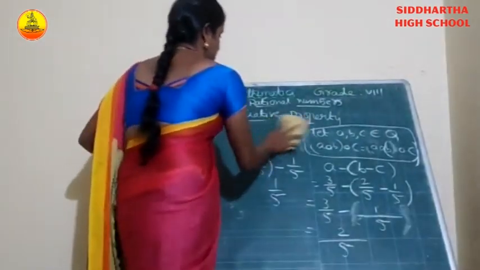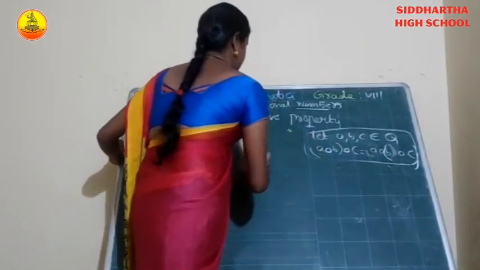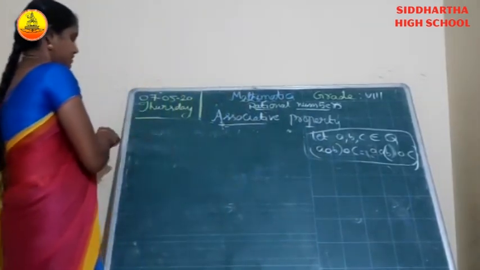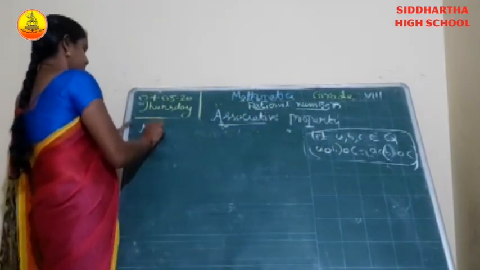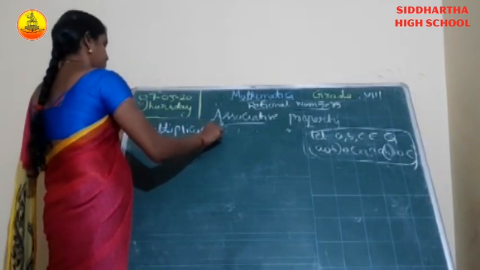Next, which operation do you have to take? Multiplication. Associative property under multiplication.